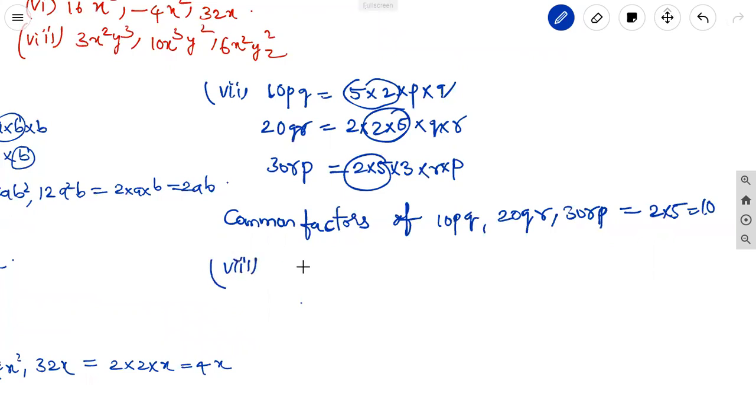Eighth question. 3x square y cube equals 3 into x written 2 times, y written 3 times.